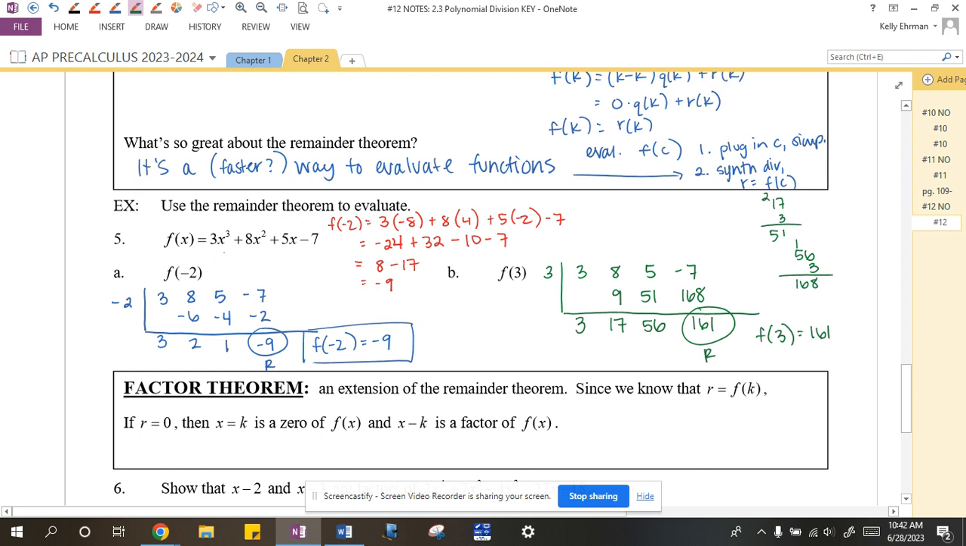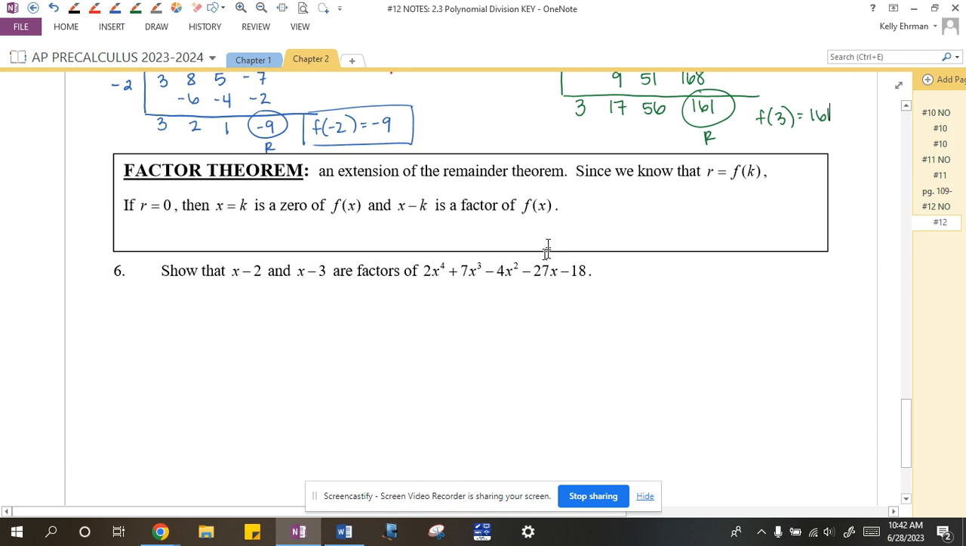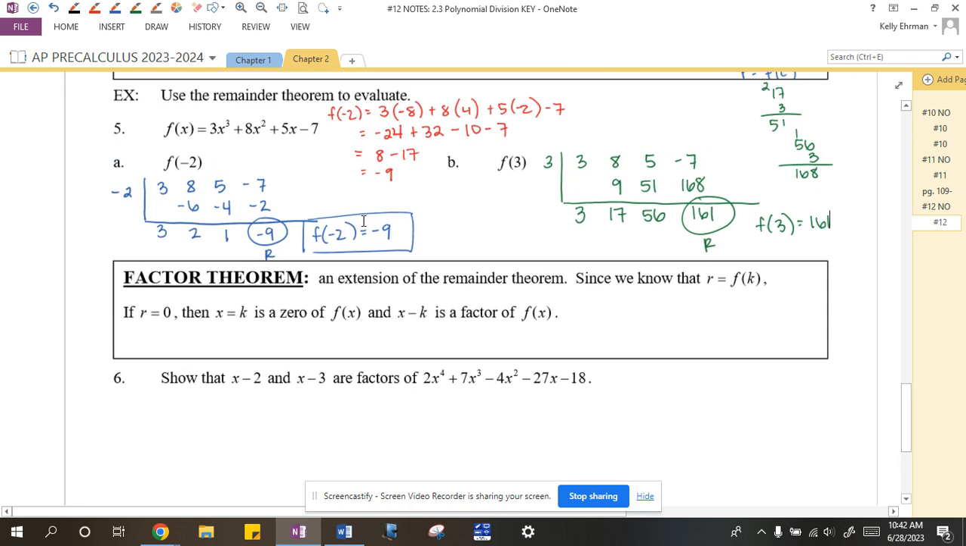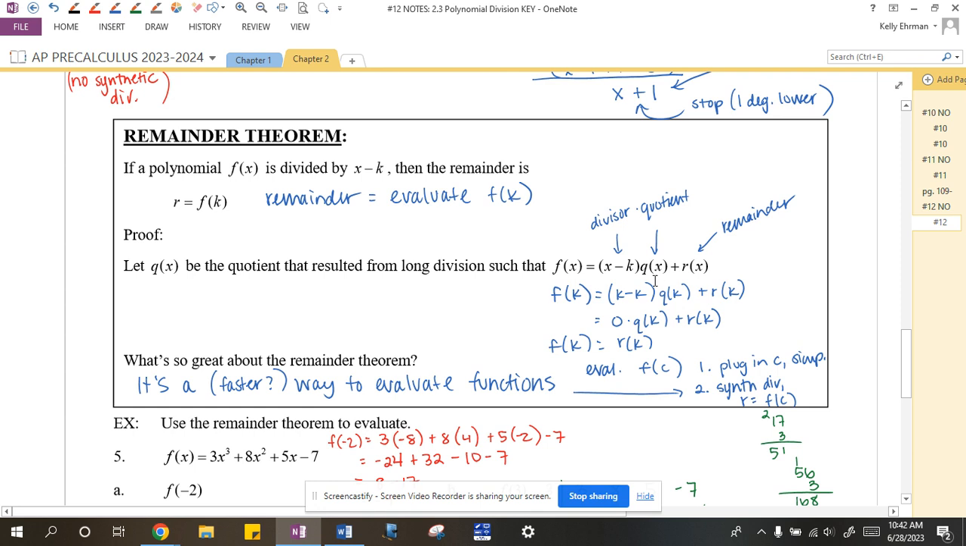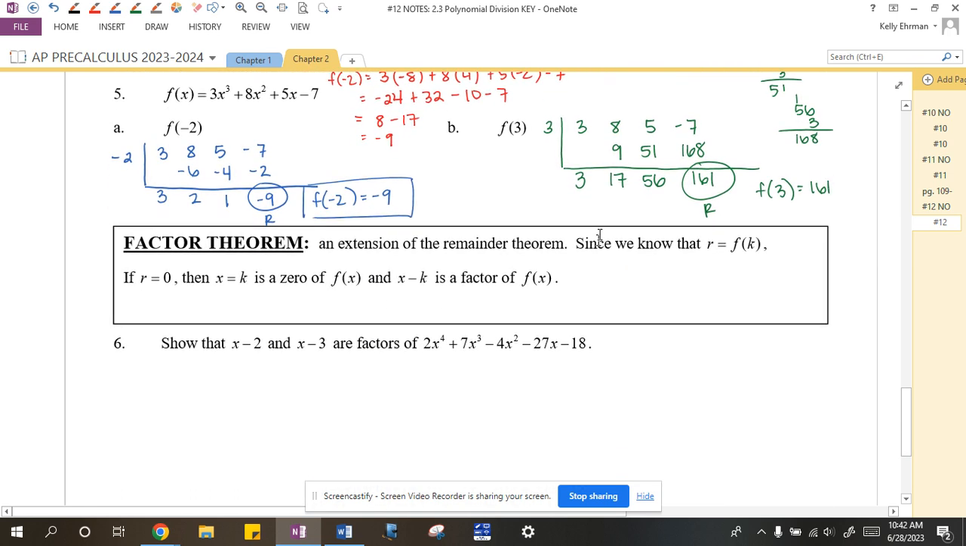We could hop over to our calculators and type in the function and figure it out, or hop over to Desmos. But one last thing to talk about is the factor theorem. Really, this is just the remainder theorem. And it just says, hey, if f of k happens to be 0, then the thing you were dividing by must be a factor, not just some random thing we're dividing by.